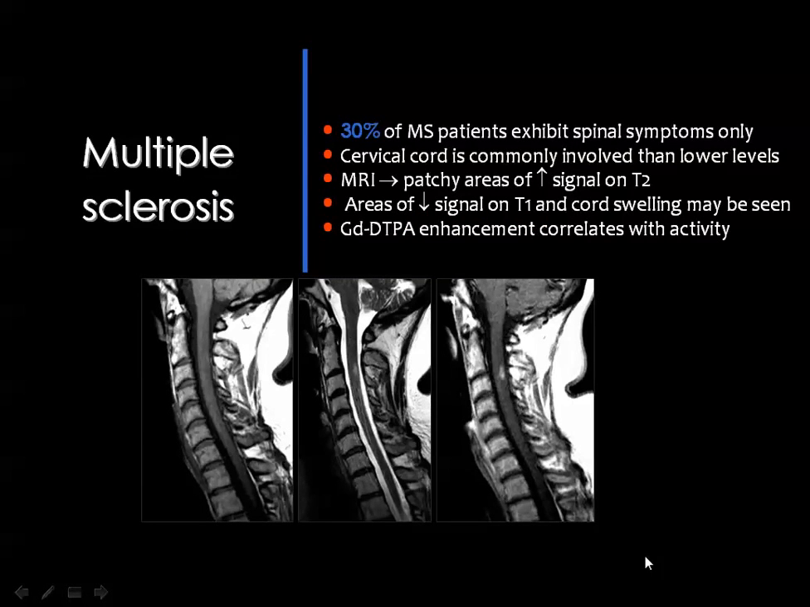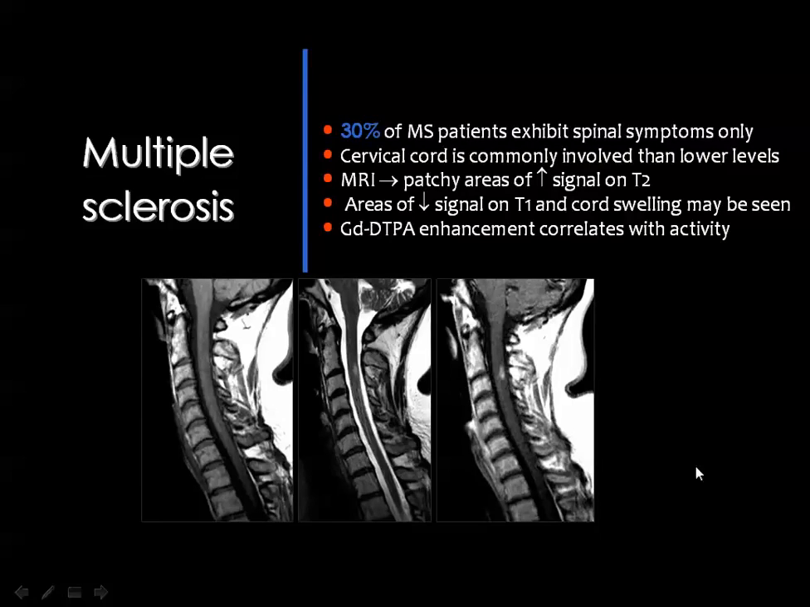In multiple sclerosis, you know that MS is a disease of unknown etiology, and mainly seen in the brain parenchyma, but it can also affect the spinal cord.